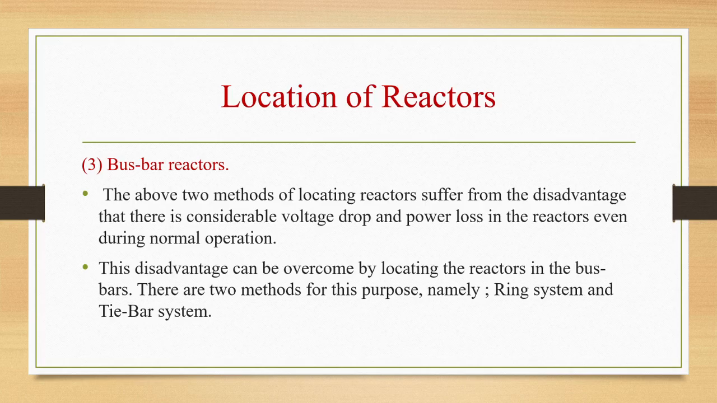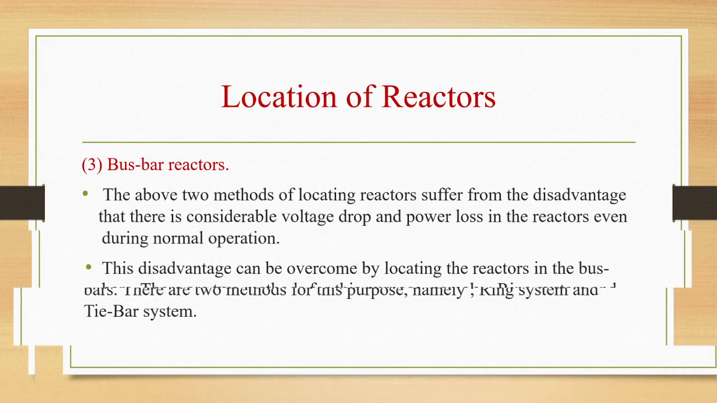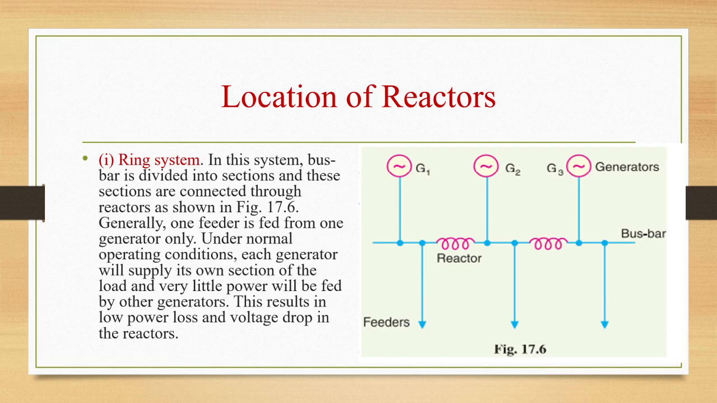So what we are doing here is locating the reactors in the bus bars. There are two methods for this purpose, that is ring system and tie bar system. Let us see the first one, that is the ring system. In this system, bus bar is divided into sections and these sections are connected through reactors, as seen in the diagram.